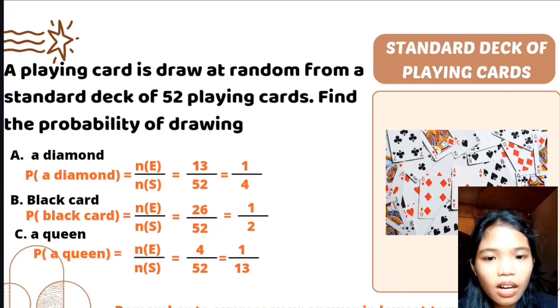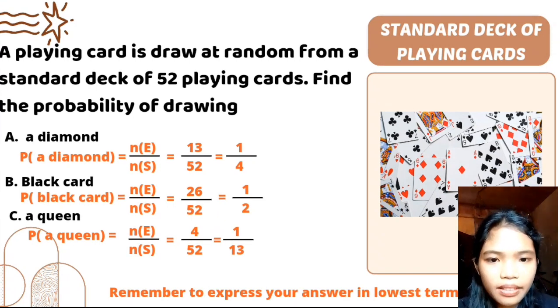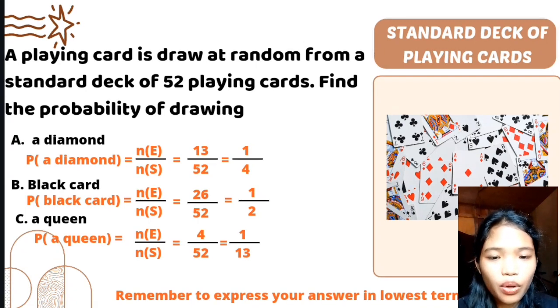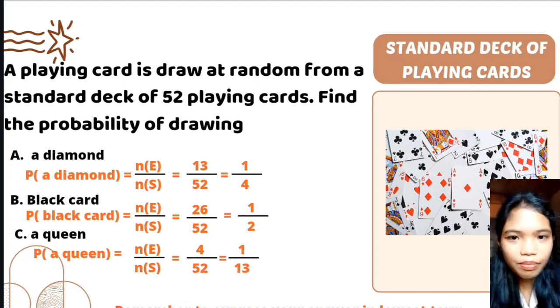We will find the probability of drawing a queen. In a standard deck of cards, there are 4 queens: the queen of heart, the queen of diamond, the queen of spade, and the queen of clubs. This is our number of events. The number of events over the total is 4 over 52. We can still express this in the lowest term. So our final answer is 1/13.